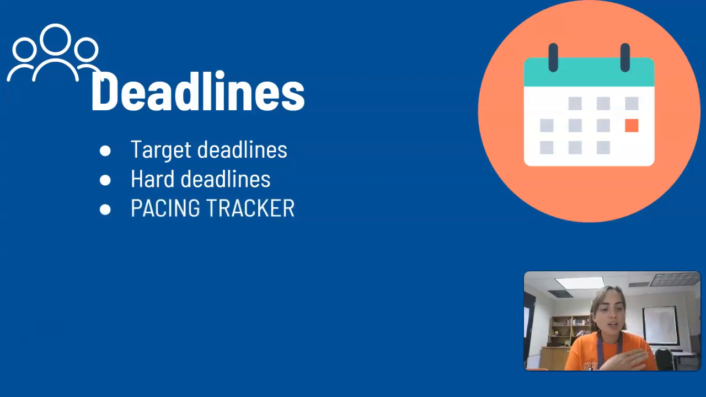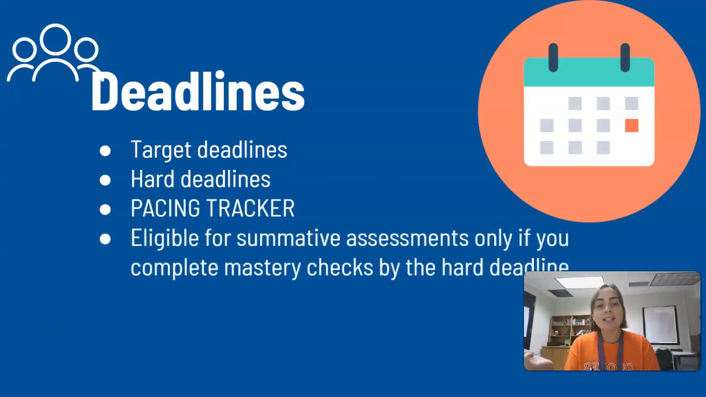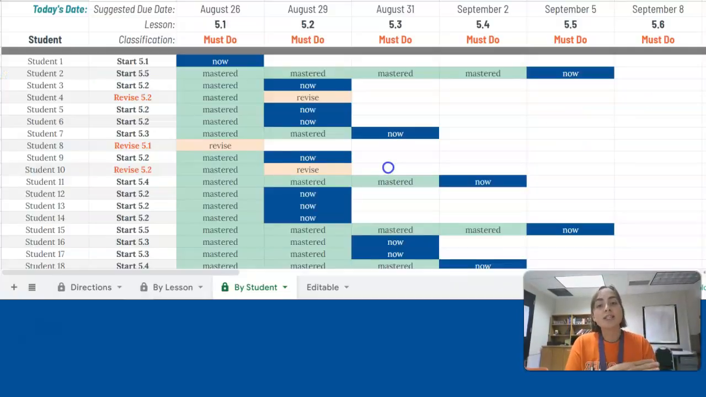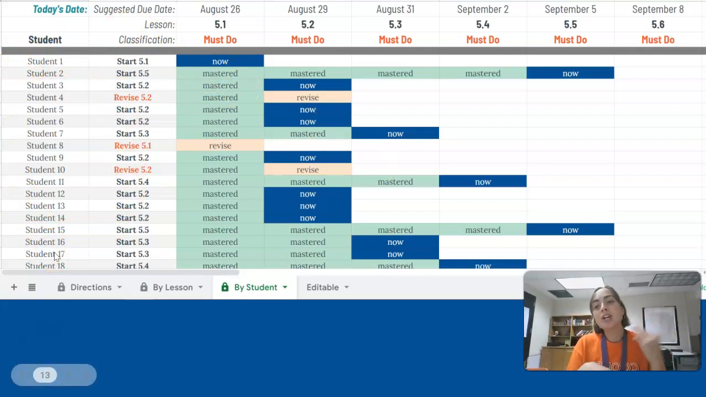I'm going to talk about the pacing tracker next. That's going to help us stay on pace. I already said you'll be eligible for the summative if you finish all your lessons by the hard deadline. And this is a really helpful tool called the pacing tracker that we're going to use to help us all stay on pace. So you're going to see all the names of each student in the class, and it's going to keep track of what lesson you are working on. So it's super handy. Students in the past have loved this because it helps them know what lesson they should be working on and if they need to catch up or revise something.